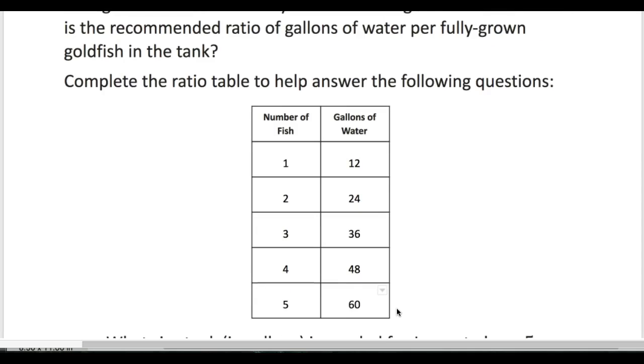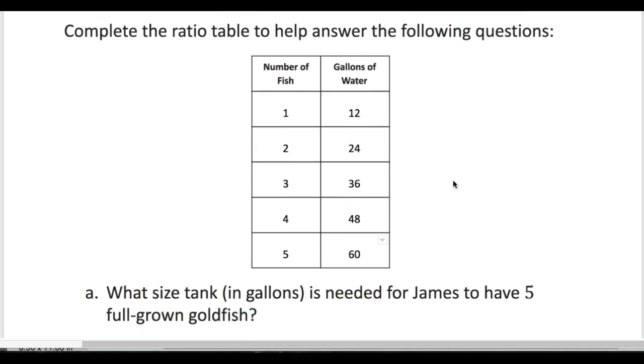If there's 2 goldfish, the inches increase by 12, and that means our gallons of water have to increase by 12. If we add another goldfish, then we increase it by 12 to make it 36 gallons of water. A 4th goldfish will increase it to 48 gallons of water, and a 5th goldfish will increase it to 60 gallons of water. So that's where these numbers came from. Take a minute and let's answer the questions now.